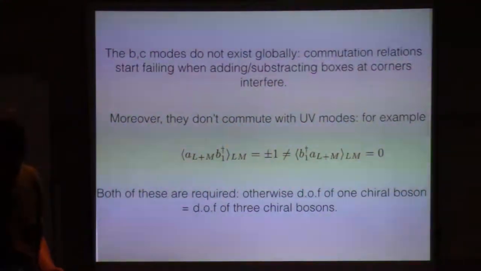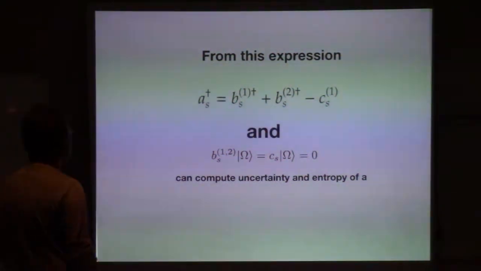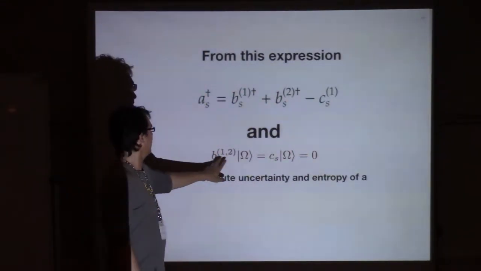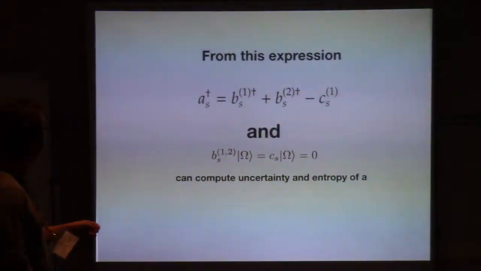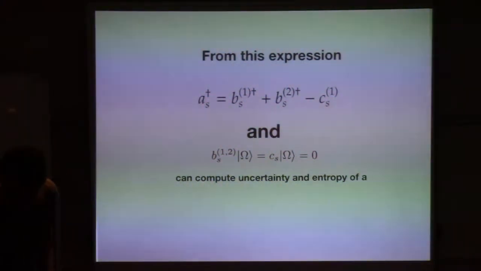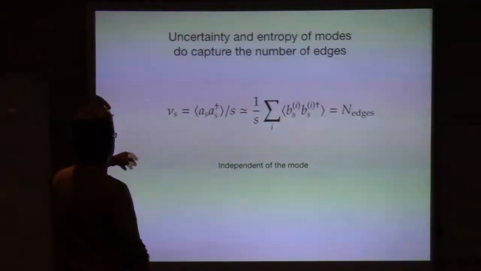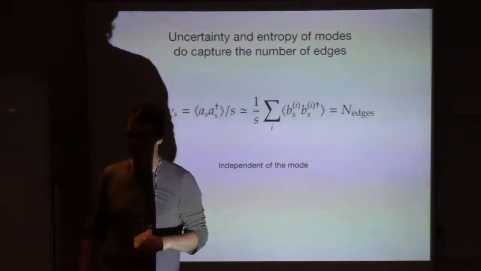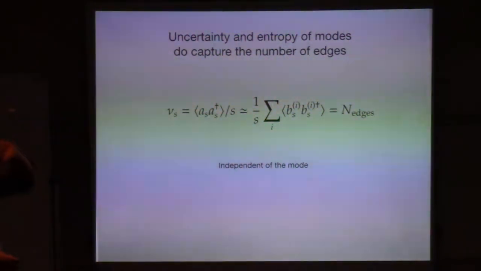Okay, so the next thing that you can do is compute uncertainties. So from the fact that these dagger operators are written this way, and that this reference state is annihilated by the annihilation operators built combinatorially, you can compute the uncertainty and entropy of a state. And you can compute this expectation value, and you can show that this captures the number of edges. So this is one for when you have one edge, and two when you have two edges. And then if you do it in the opposite order, you get the number of anti-edges. And this is independent of the mode.